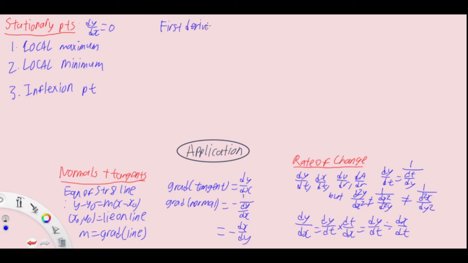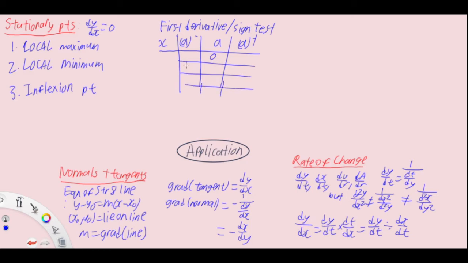To test the nature of the stationary point, we have 2 types of tests, the first being the first derivative test, known as the sign test. First, you draw the table starting with x, a minus, a, a plus, where a minus is basically a value slightly less than a, and a plus is a value slightly more than a. a basically gives the value where dy/dx equals 0. You just need one outcome. I'm showing you all 4 outcomes, and then you just finally draw the shape of the graph.